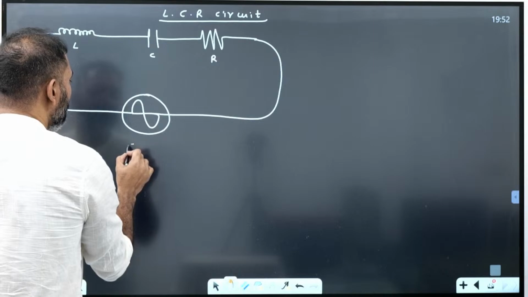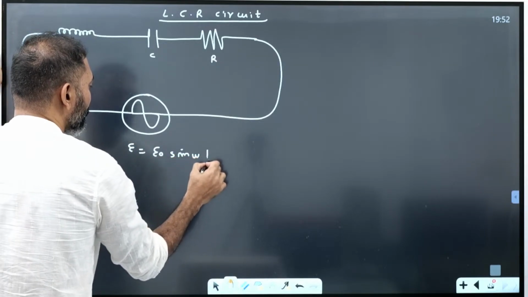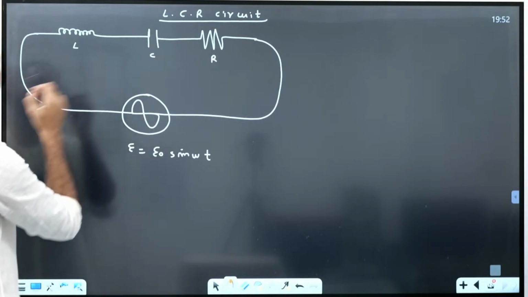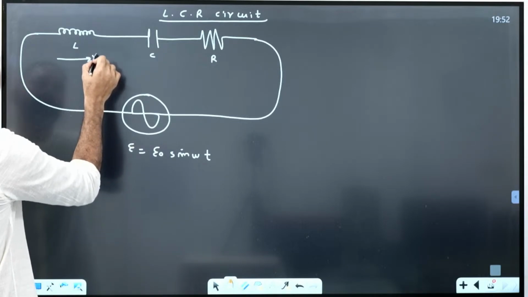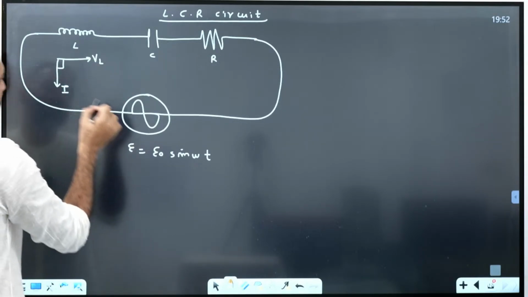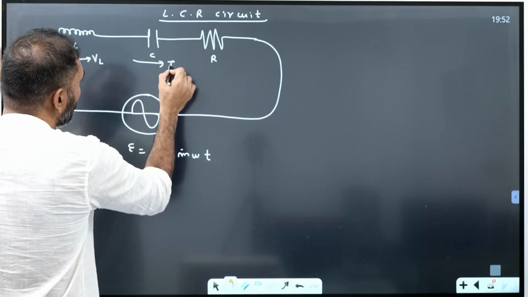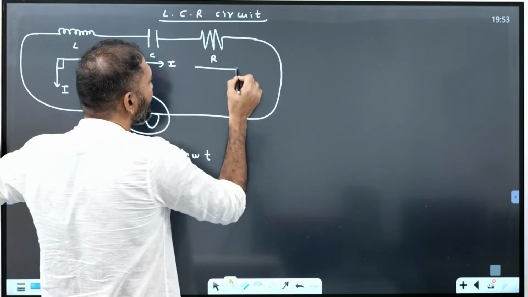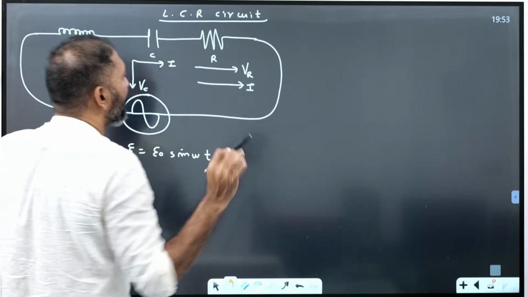In the LCR circuit, what is the EMF? E equal to E0 sin omega t. This is the instantaneous EMF which we are applying. L is inductor. In an inductor, who is leading? Voltage across inductor is leading and current is lagging by 90 degree. In a capacitor, who is leading? Current is leading, voltage across capacitor is lagging. In a resistor, both voltage and current are in the same direction.